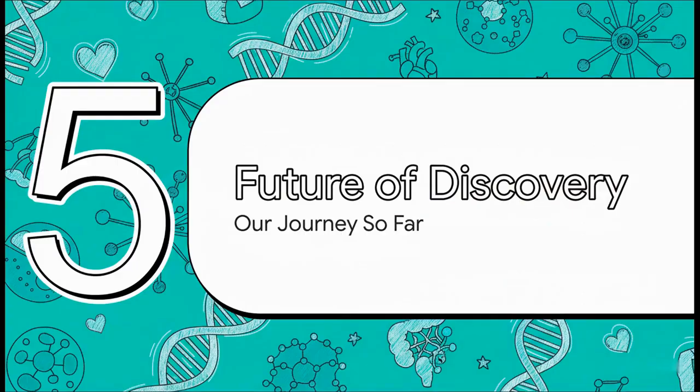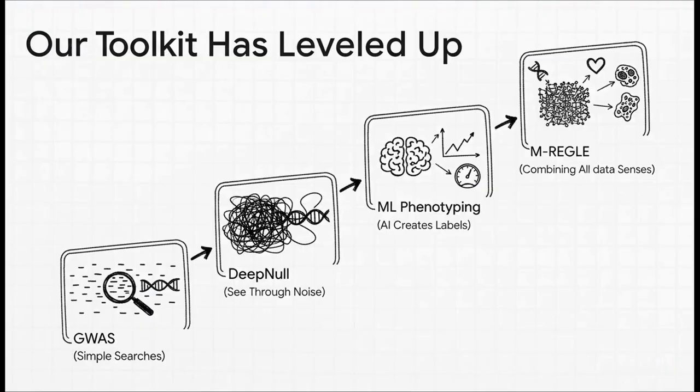So what a journey, right? We've basically watched the scientific toolkit for understanding our DNA level up again and again, with each new idea building on the one before it. I mean, think about it. We went from those early, simple searches with GWAS to getting a whole lot smarter about seeing through the biological noise with DeepNull. Then we took a huge leap and let the AI create its own, much better labels. And finally, we taught it to combine all its senses with MREGL. Every single step has peeled back another layer of the onion, getting us closer to the real biology underneath.